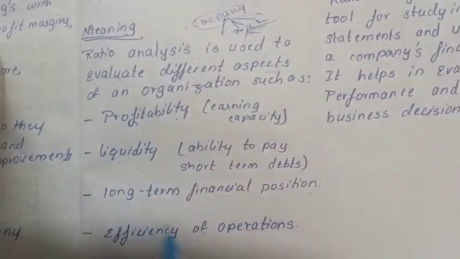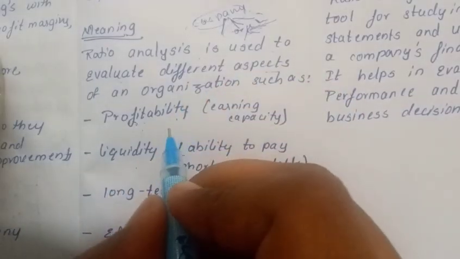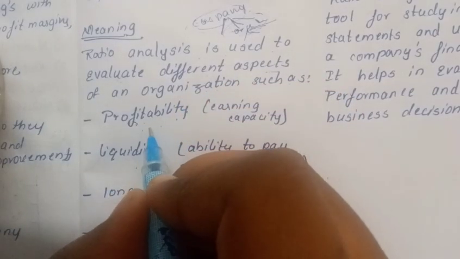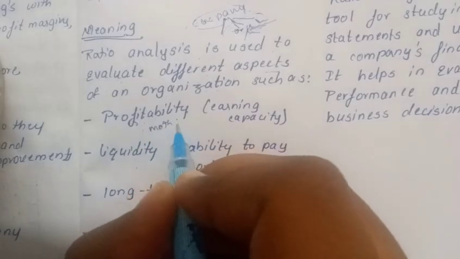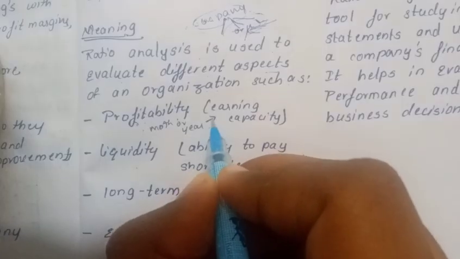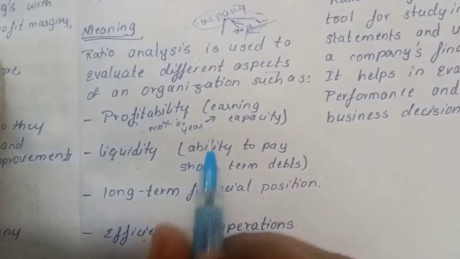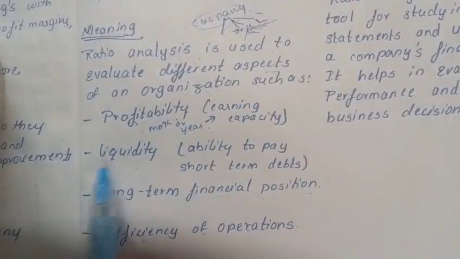What is profitability? How much we earned in a month or year. Earning capacity, how much we have earned, that is called profitability.